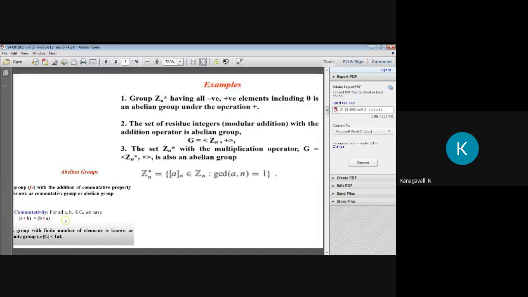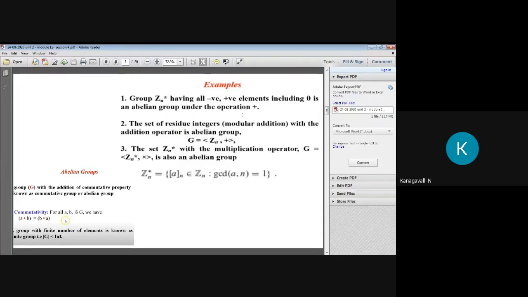If the term denotes Z, and it is written with the help of a star or asterisk, then this is an operation for multiplication, right? So Z_n, having all negative and positive elements including zero, is an abelian group. When we call the group an abelian group, it satisfies the commutative property, right? Under the operation plus, right?